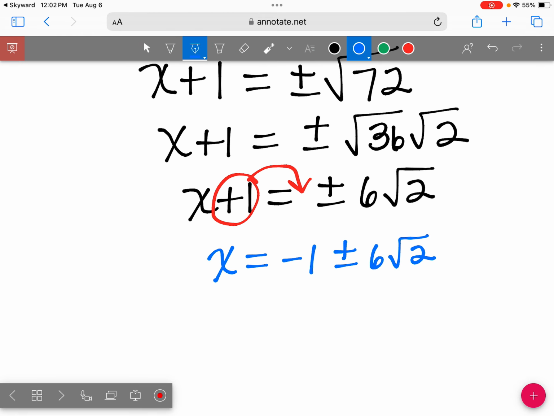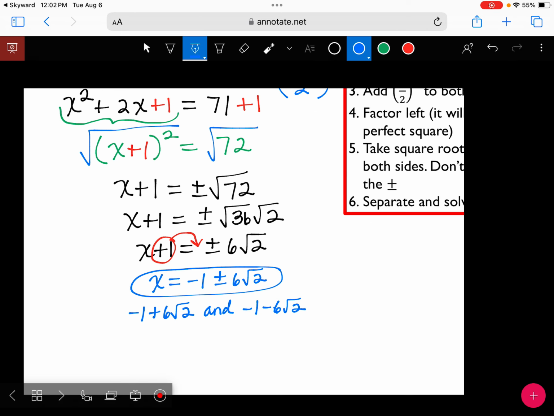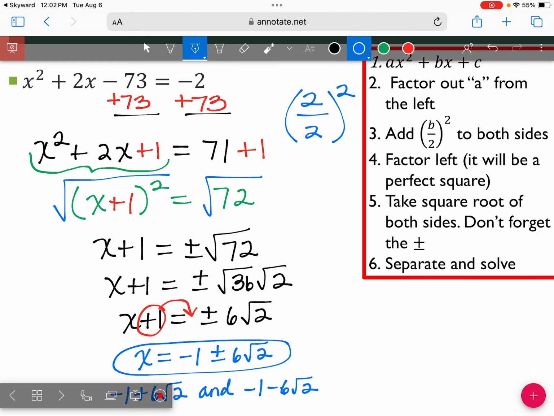If you were to write it as separate answers, it would be -1 plus 6 root 2 and -1 minus 6 root 2. But to save, we just write it as one answer. So this is the answer that I'm looking for. All right, questions or comments about how we work through that? Let me zoom back out.